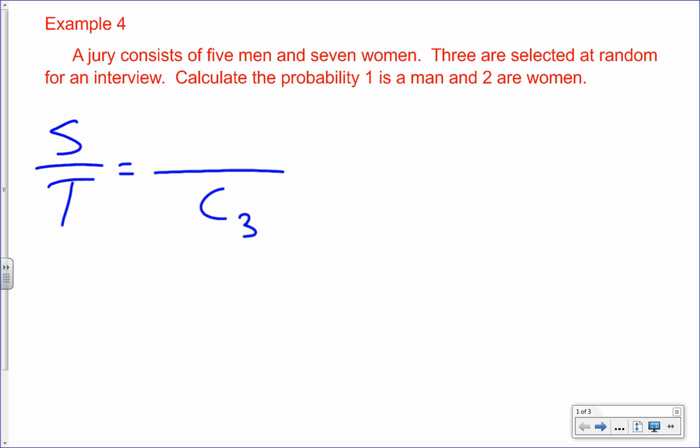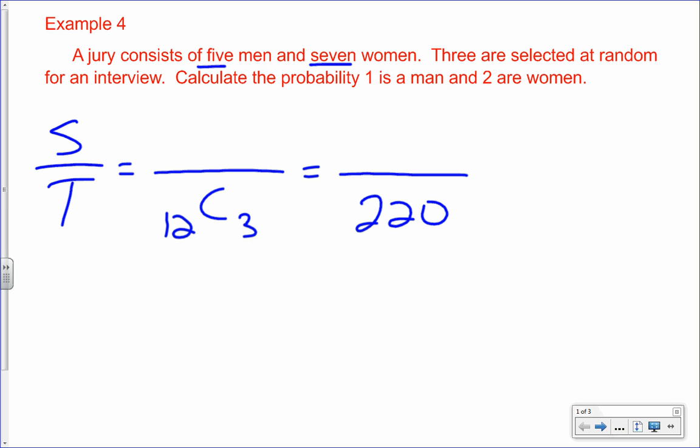But how many people are there, though? 12 people total, because 5 men and 7 women, okay? And what did we get for that yesterday? We did that already, right? 12 choose 3 was 220, because we had that number from yesterday. So there are 220 ways that I can pick 3 people out of those 12.